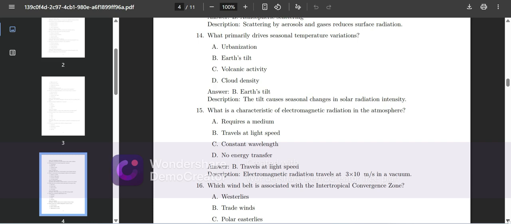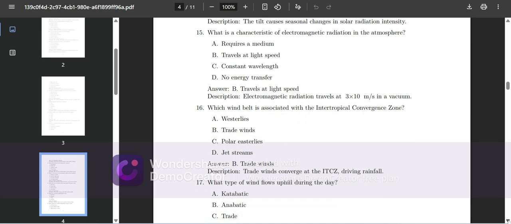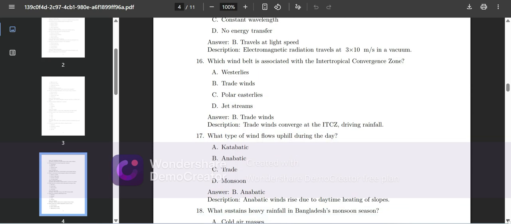Which wind belt is associated with the intertropical convergence zone? Trade winds. Trade winds converge at the ITCZ, driving rainfall.